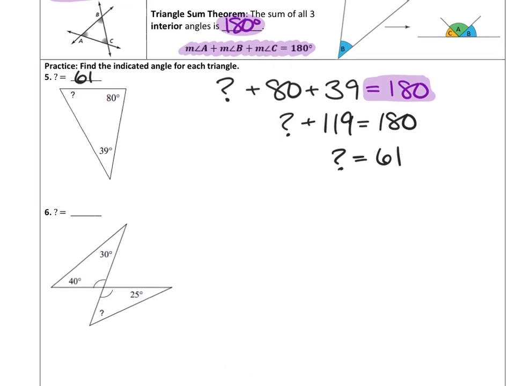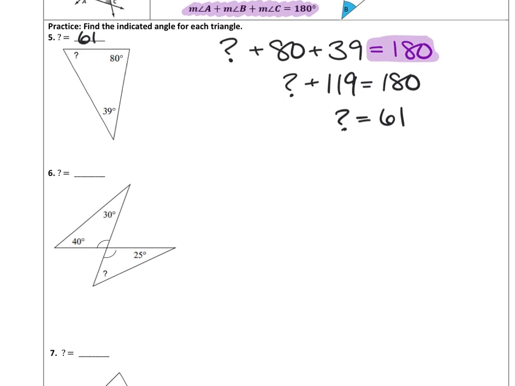Okay, and I know it's a little bit more, but let's look at number 6. We're trying to find this missing angle right here. In this particular triangle, I only have one angle written. What is it telling me about this angle, though, based on the arc mark? Where else do you see this arc mark? On the opposite side. Oh, it's a vertical angle.